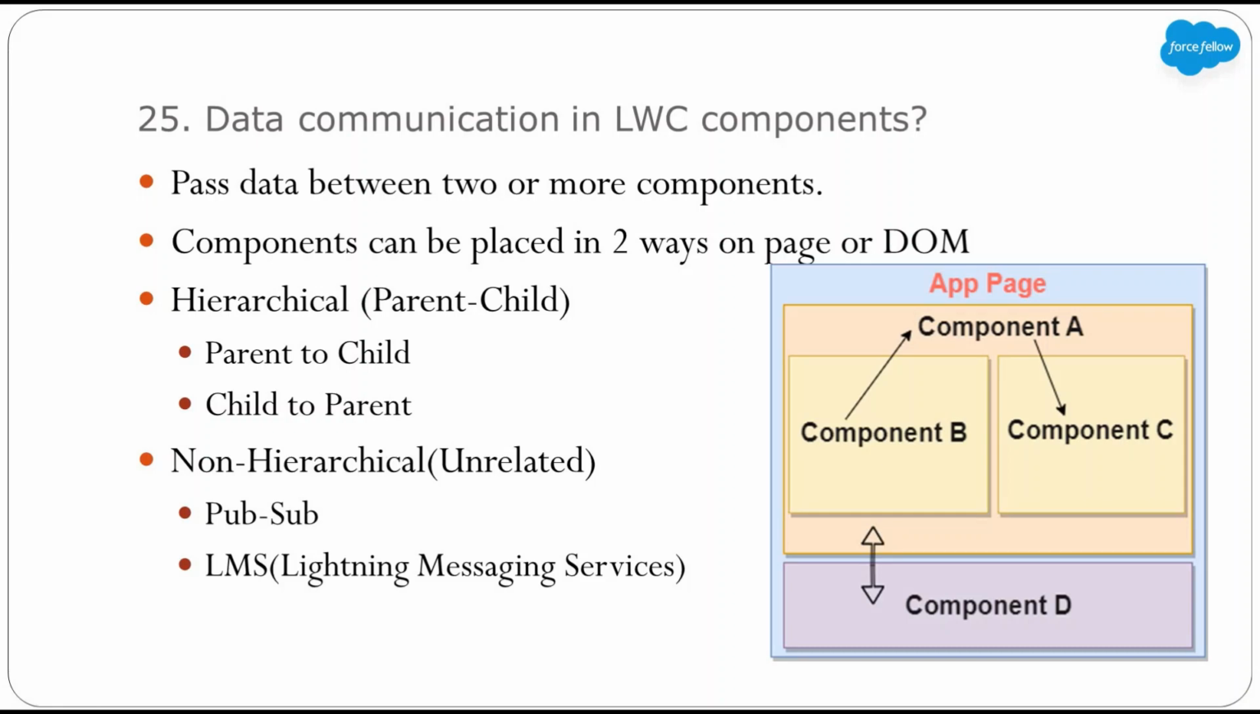So in a nutshell, we can add components on a page in two ways. First is related components, where components will be in a parent-child relationship. Another way is unrelated components, where components cannot be in a direct relationship. So for each way, we have a different technique to transfer data from one component to another. So let's discuss them one by one.